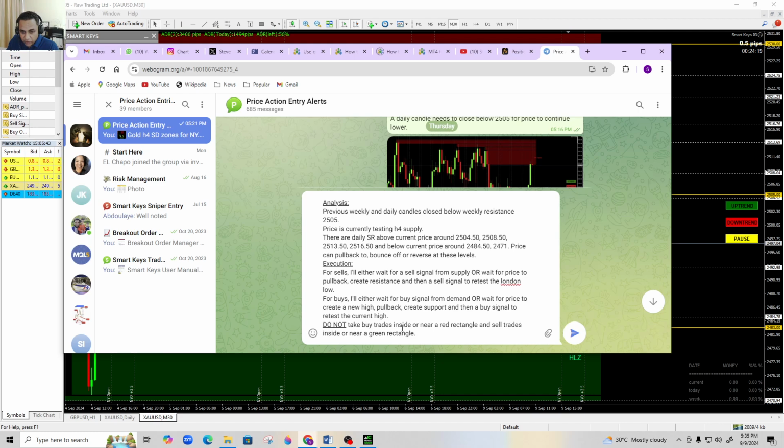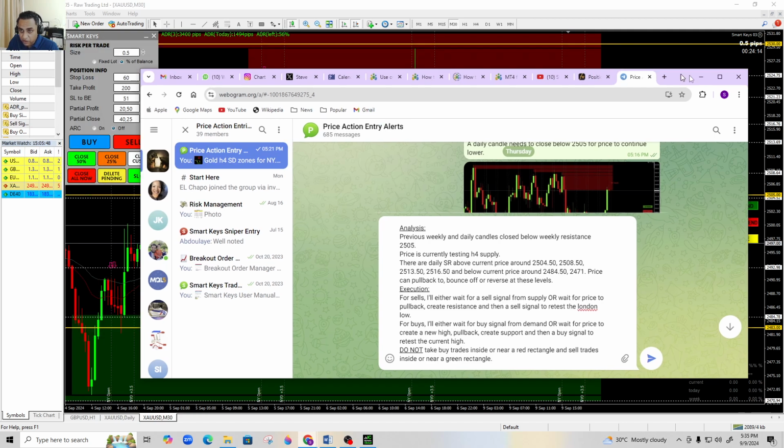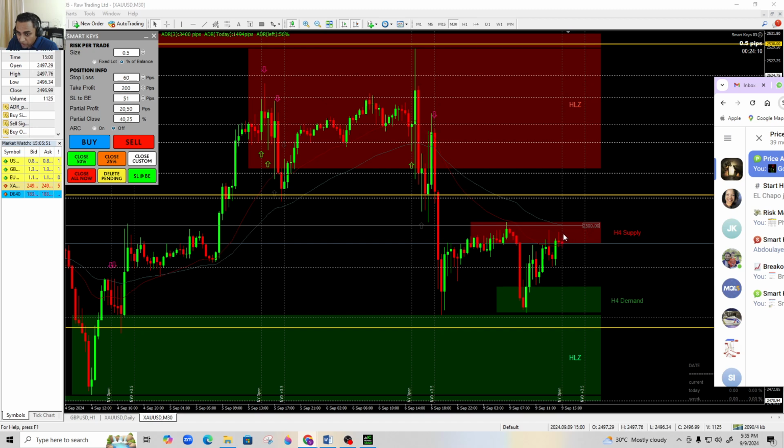Do not take buy trades inside or near a red rectangle. Do not take a buy trade here or inside here or very close to this, because it's a supply zone. Right? Wait for price to break out. Wait for price to break through this, pull back if you want, and then take your buy signal. Right? The same goes for the opposite.